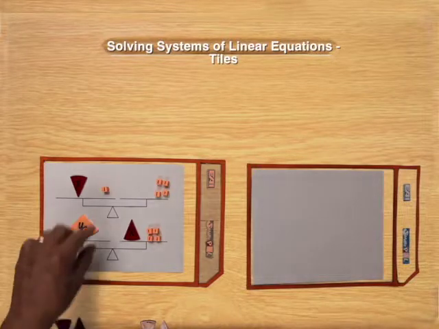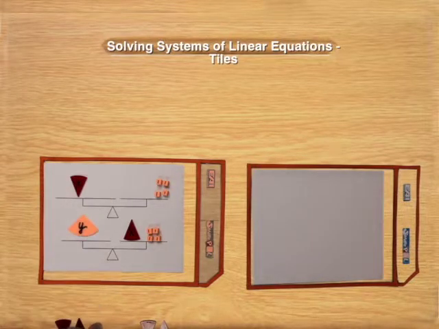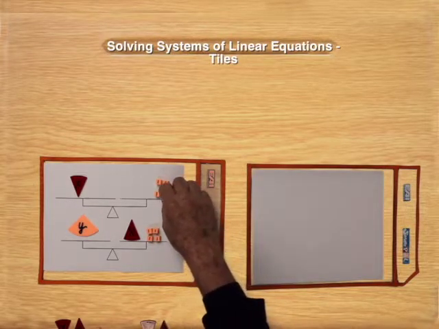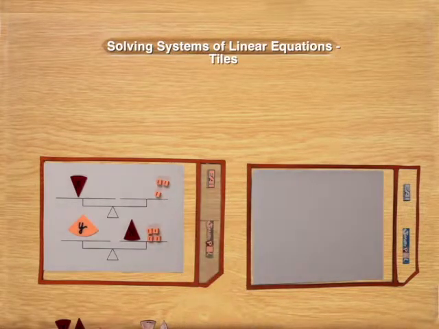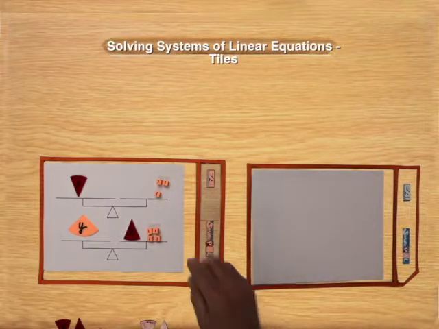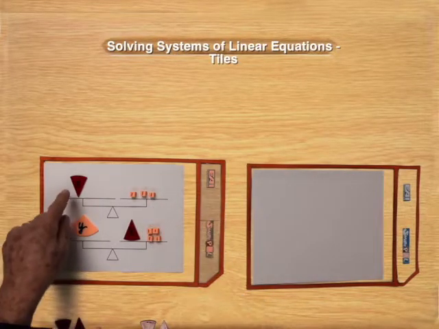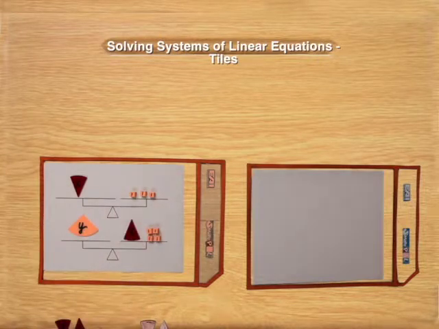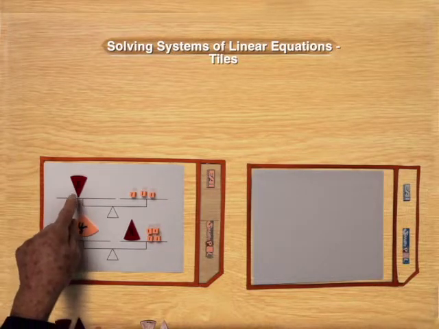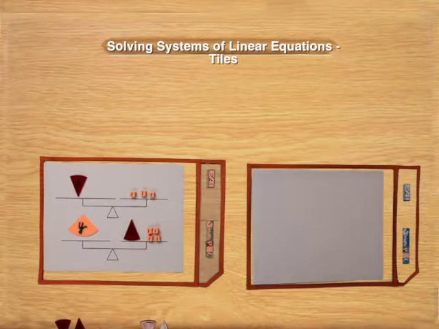What we can now do is take 1 one off the left-hand side of the balance, and to keep the balance, we have to take 1 one off the right-hand side of the balance. So now we see that x balances 3. So one of the parts of our problem is already done. We now know that x is balancing 3.